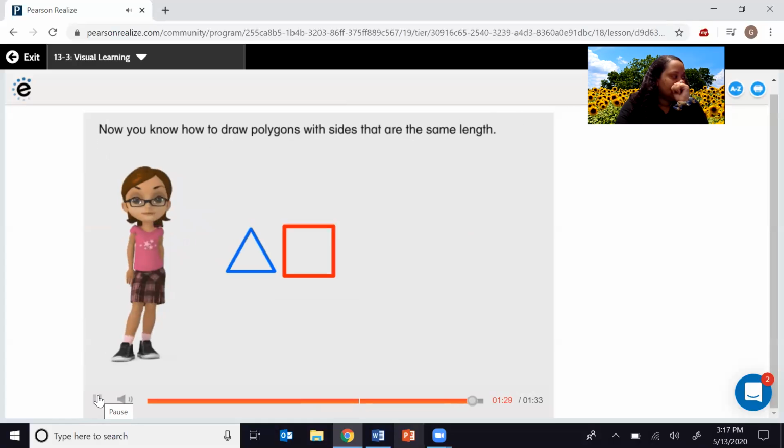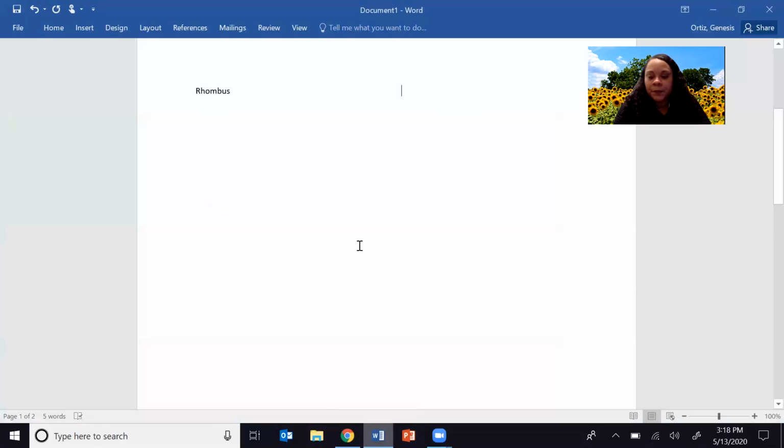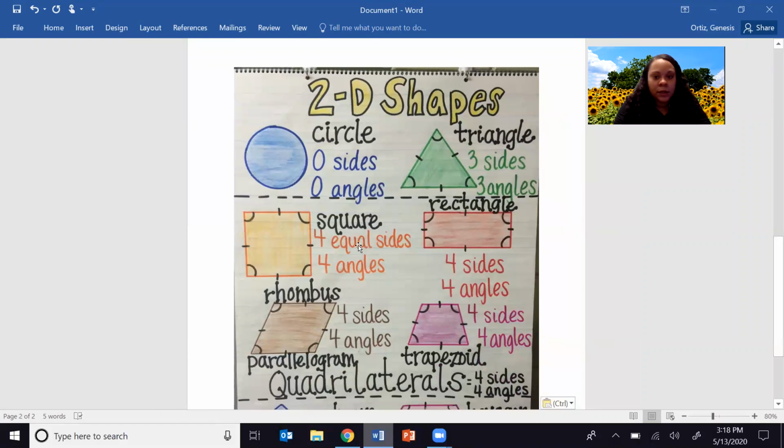How to draw polygons with sides that are the same length. All right, so let's practice drawing some shapes. So let's take a look at our anchor chart first and do some review.